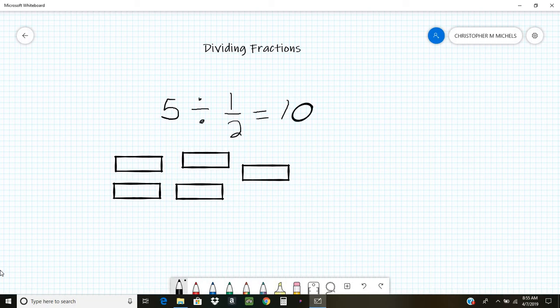I have a visual here to illustrate that idea. Here, 5 divided by 1/2. If you look here, I have 5 equally sized objects. If I cut each of these in half, oh, that was really bad. Let's try that again. Okay, if I cut each of these in half, that's close enough. Cut this one in half, this one, this one, and this one, and I have 1, 2, 3, 4, 5, 6, 7, 8, 9, 10 pieces.